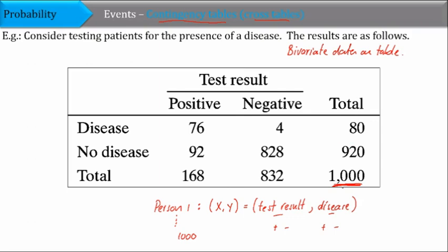Now if we consider these 1,000 people, we can see that they're split between these four categories. We have 76 people that test positive and have the disease, 92 which test positive and don't have the disease, 4 which tested negative and have the disease, and 828 which tested negative and don't have the disease. So the 1,000 people are contained in here.